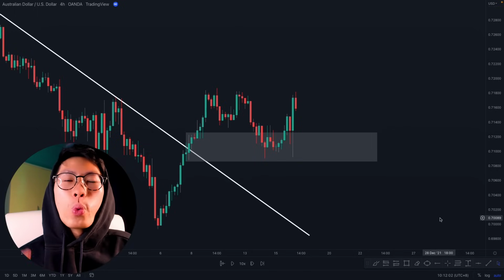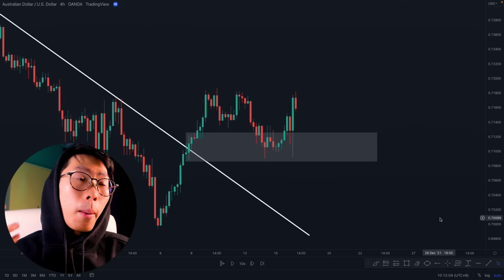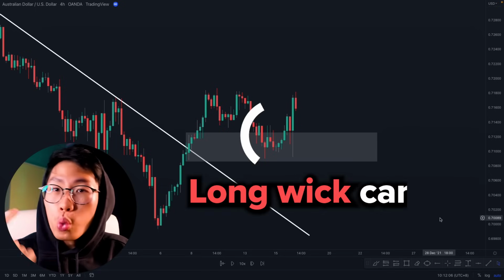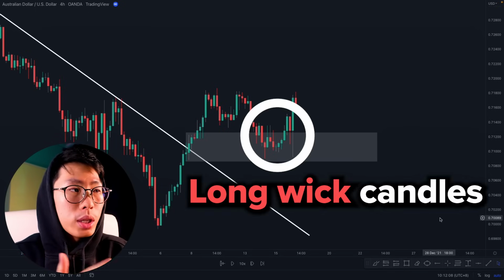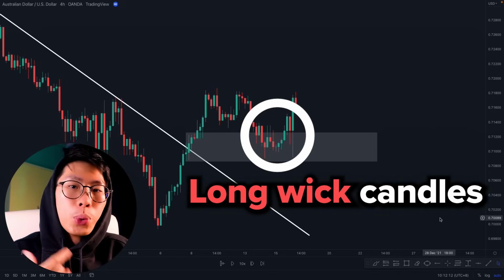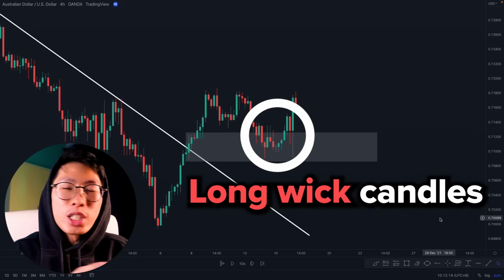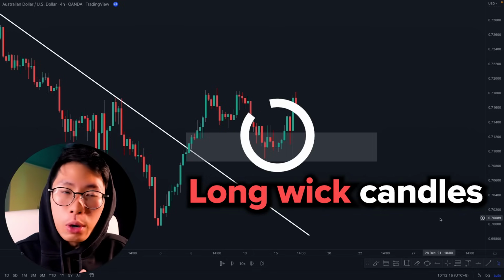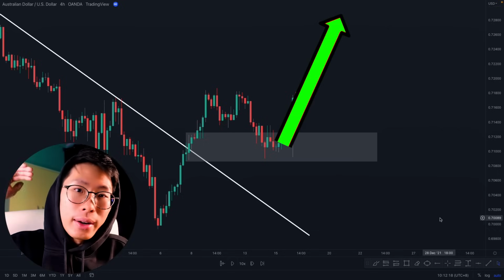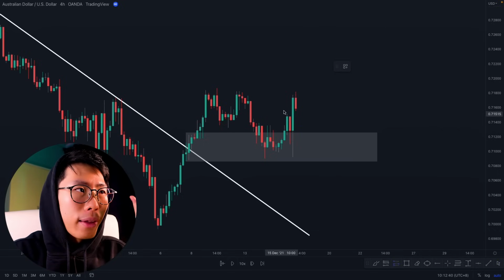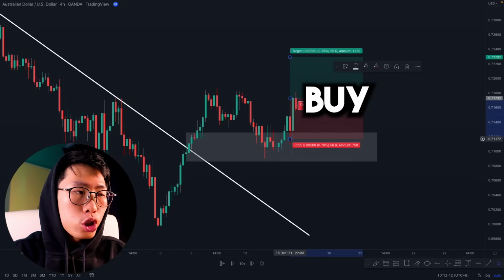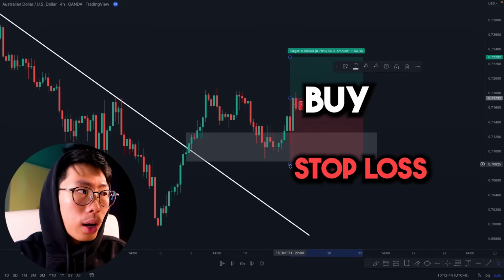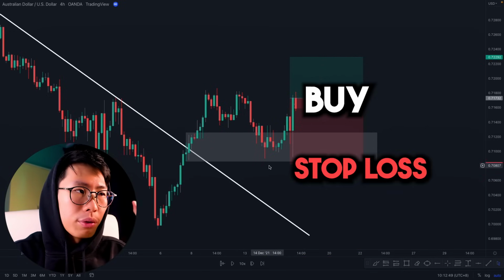At this point of time, this is where I will enter for our buy position, because price gave us a long wick candle multiple times. Once again, you can see there's a lot of candles that gave us long wicks right here, which just shows us that price is rejecting this strong area and it's going to go back up. So right here, this is when I will enter for a buy position. Place your stop loss below this rectangle area, below this candlestick that broke out of the trend line right here.